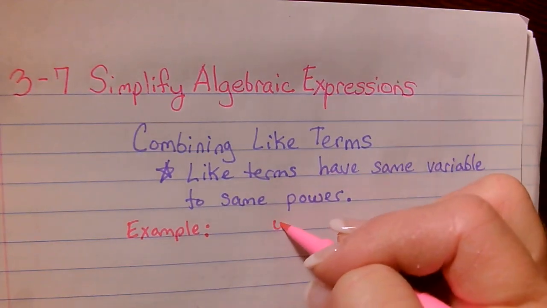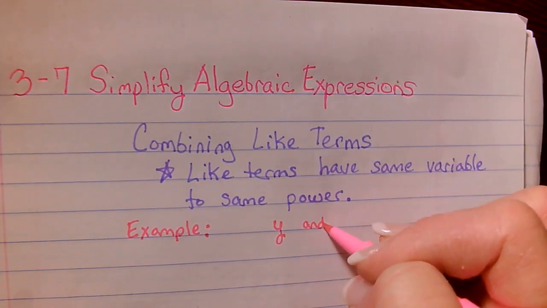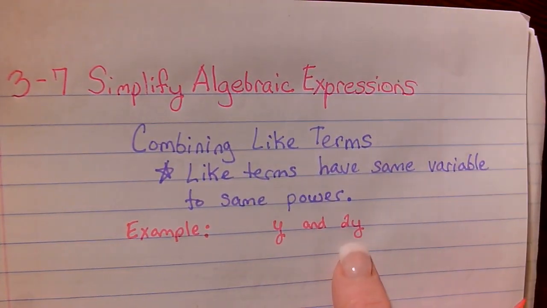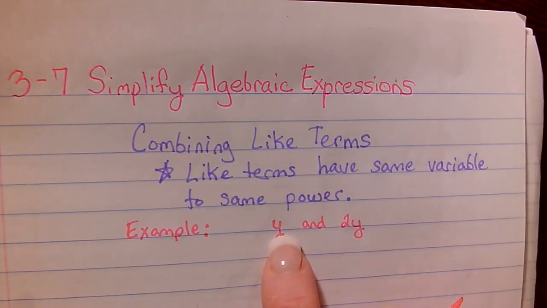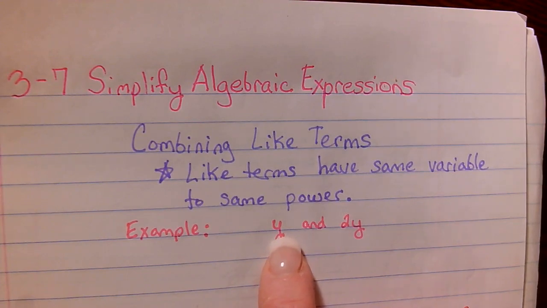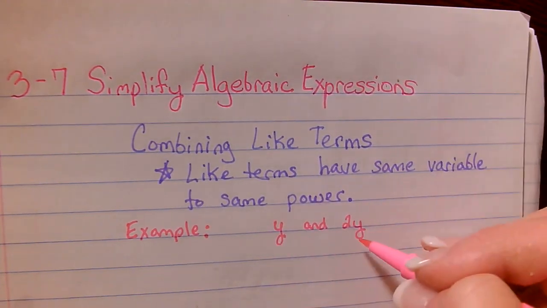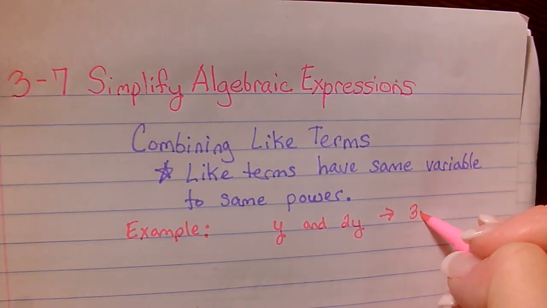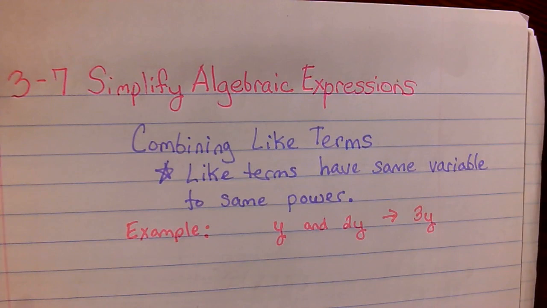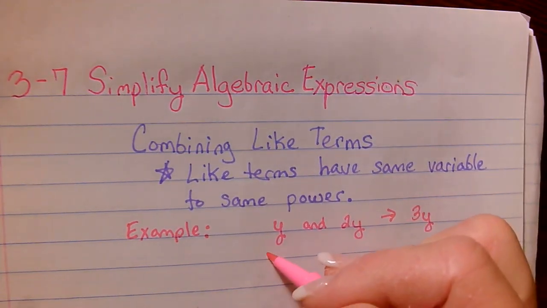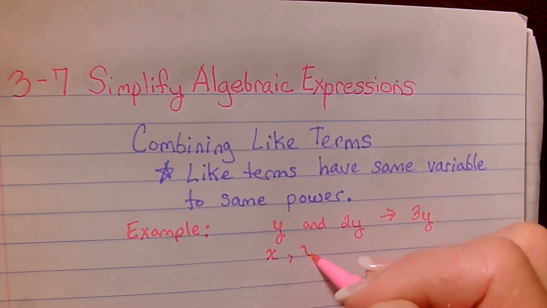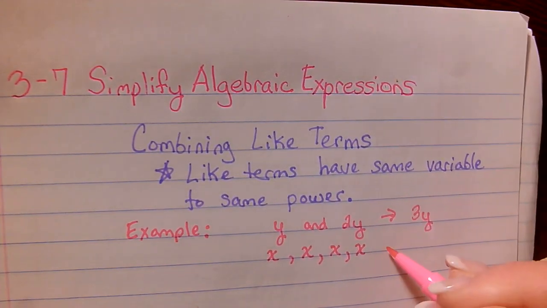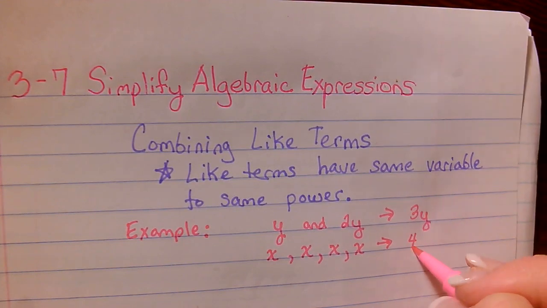This could be like y and 2y. Those both have the base of y. And if you don't see a number in front of a variable, that means it's understood 1 is there. So if I combined the sum of these two, those would add up to be 3y. Okay? That would be the same if I had this many x's. If you count them up, there are 4, so if I added these together, it would be 4x.